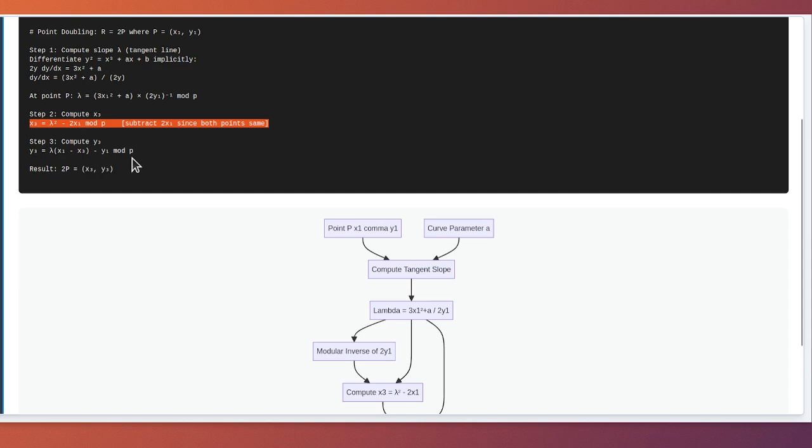Point doubling is particularly important in cryptography because it is the building block of scalar multiplication. When we want to compute, for example, 27 times P, we do not add P to itself 27 times. Instead, we use a binary method that involves repeated doubling and occasional adding. This makes scalar multiplication much faster, logarithmic time instead of linear.